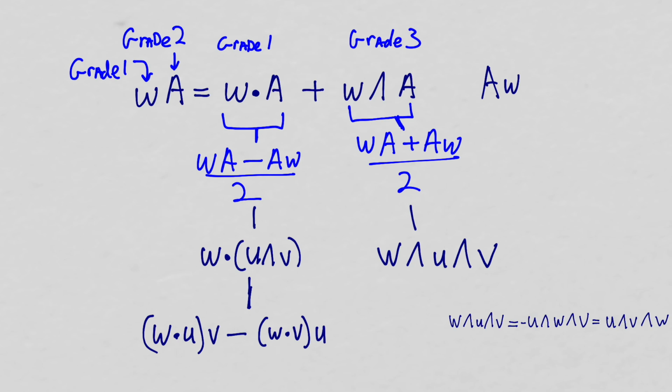And then we just figured out that the grade 1 part is equal to this vector here. So that is the mechanics of proving how you do multiplication of a vector and a bivector, right?